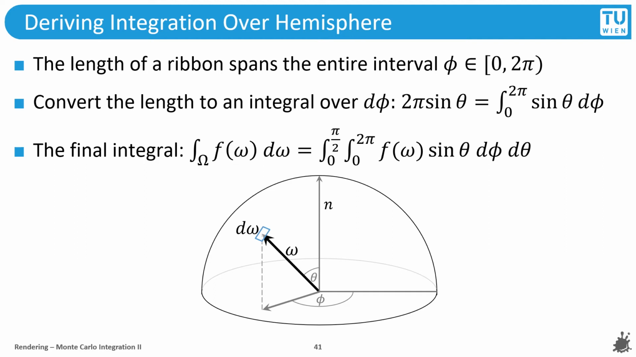Also, we don't have a reason to expect that the surface area of the hemisphere changes between different angles of phi, so we can assume that the integral over phi is uniform. So if we want to write the found length of a ribbon as the integral over phi, we can simply make it range from 0 to 2 pi. That cancels out the 2 pi in the length of the ribbon, so all that we are left with is sine of theta. And with that, we already have the final integral over the hemisphere with respect to theta and phi.